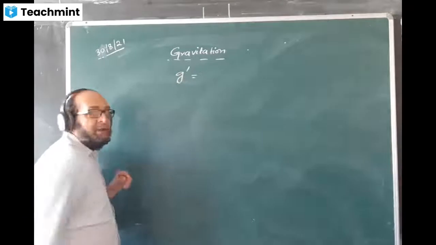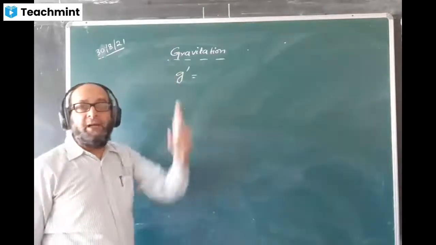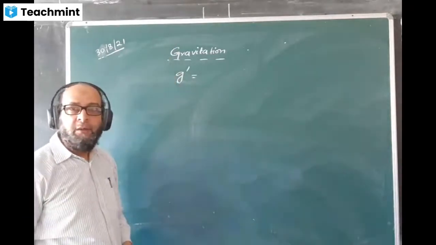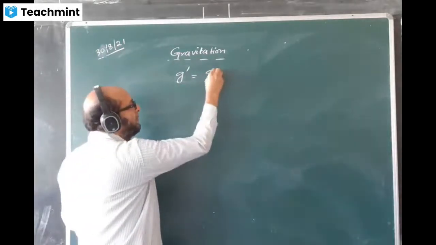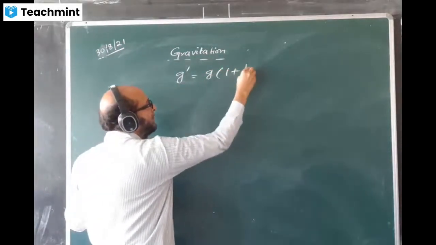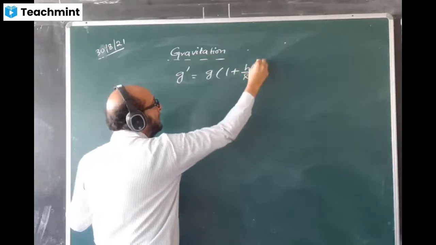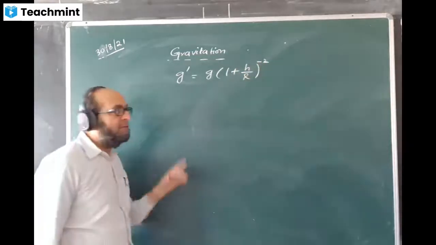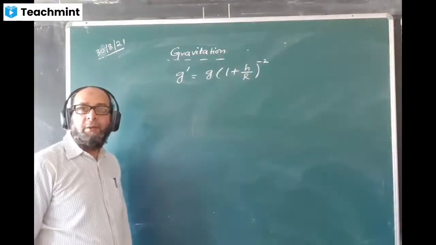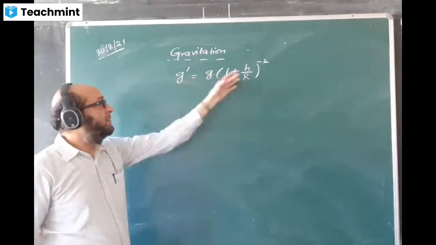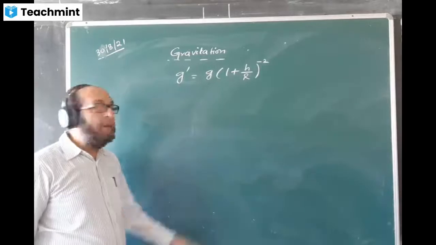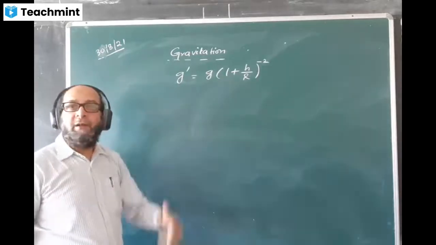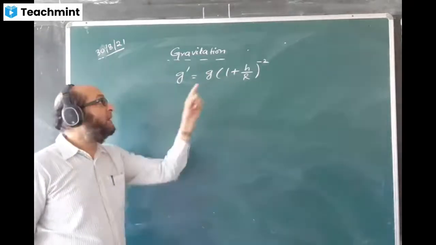g dash is the acceleration due to gravity at some height from the surface of the earth, or at some altitude. The g dash formula was g bracket 1 plus h by r whole power minus 2. This was the formula I gave last time, if you remember it. This formula will apply for numericals, where you have to find the value of g at a particular height.